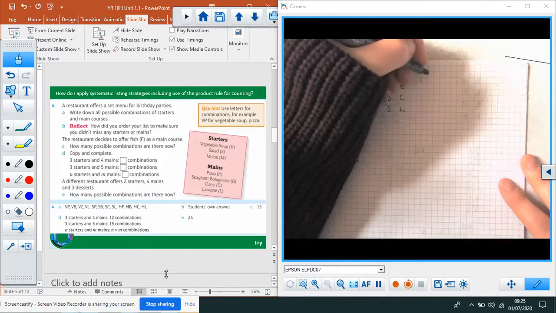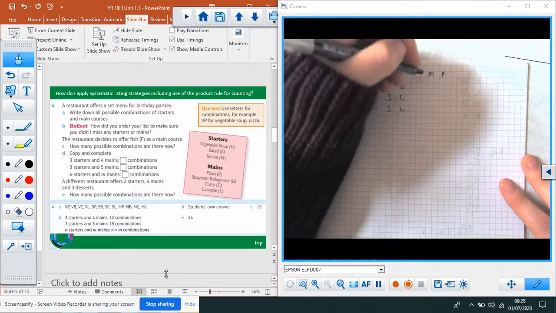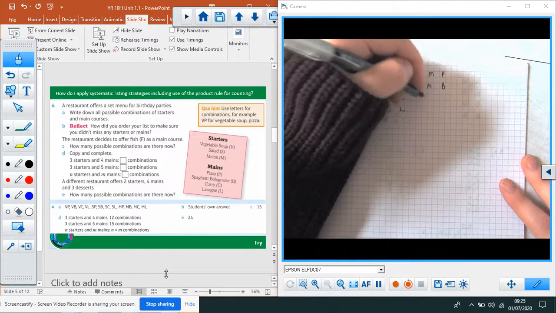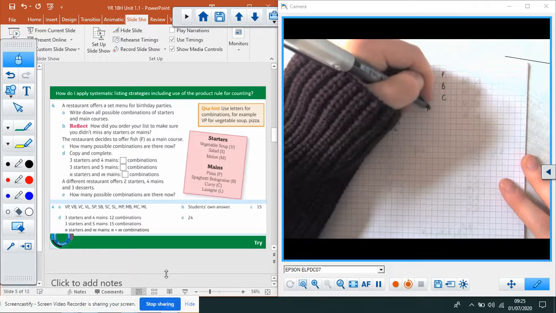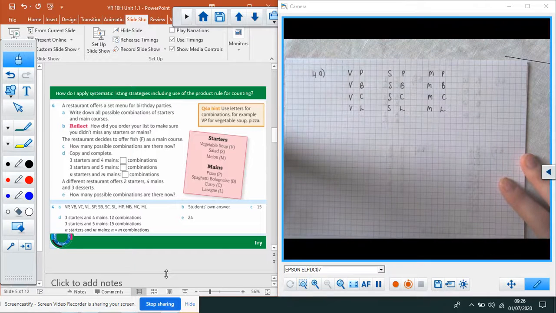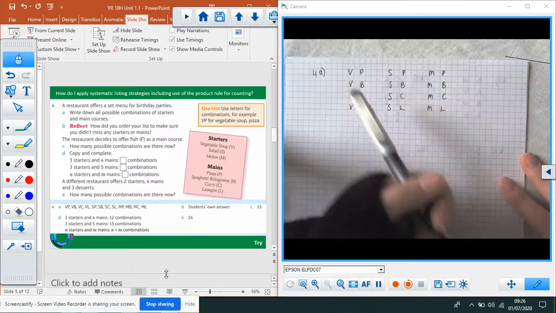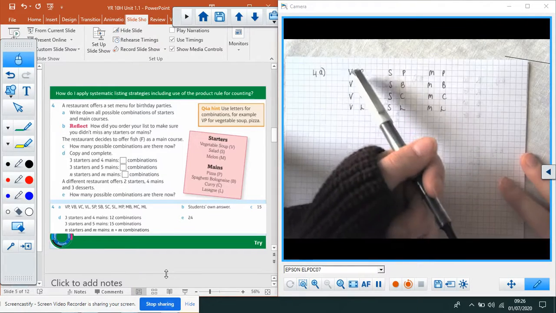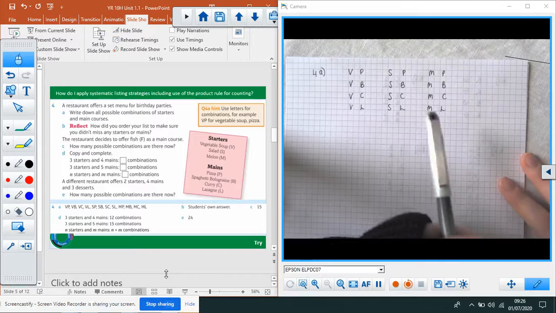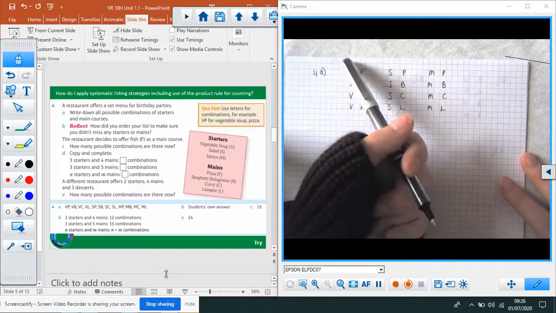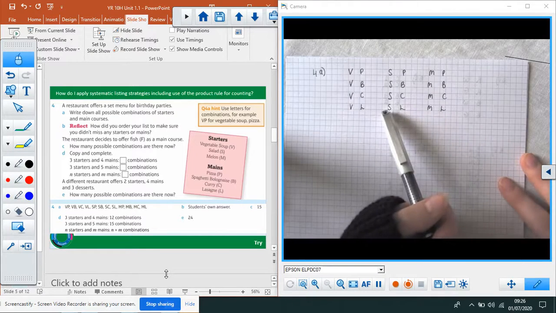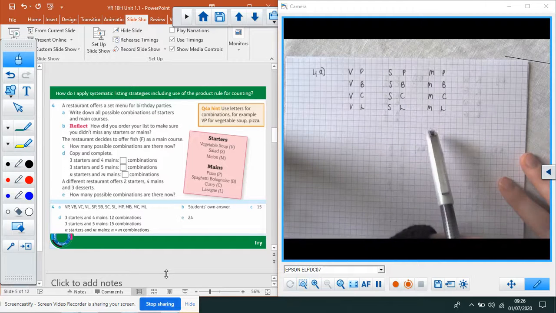Or if I had melon as a starter, I could have melon and pizza, melon and bolognese, melon and curry, or melon and lasagna. Okay, they're all my options there. All the different possible combinations. So then it says, how did you order your list to make sure you didn't miss any starters or mains? Okay, so for me, I just wrote out all of my starters with each of the different main options first. Okay, and I ordered it with writing the vegetable soups first, then the salad, then the melon.